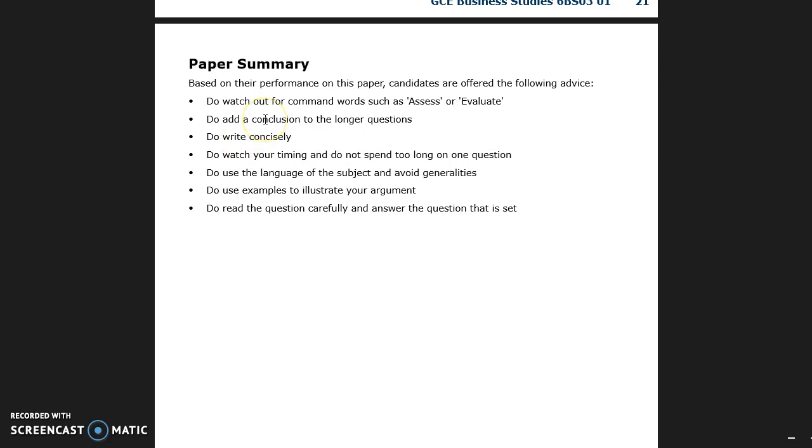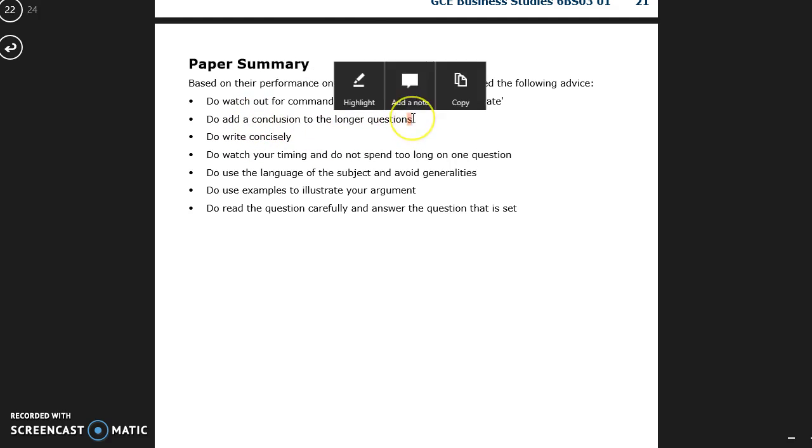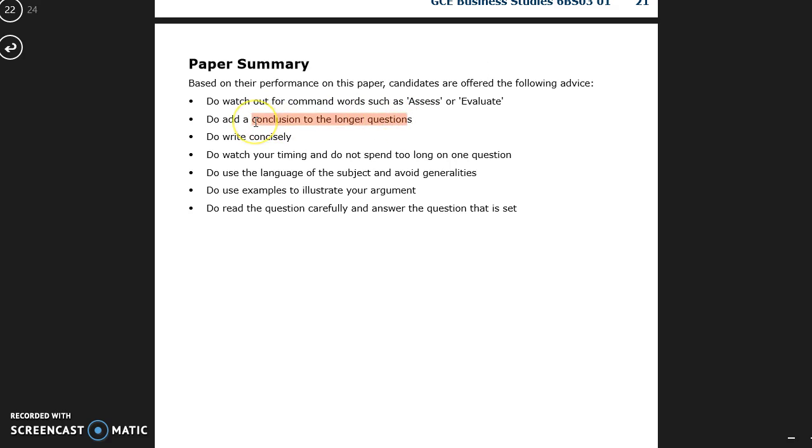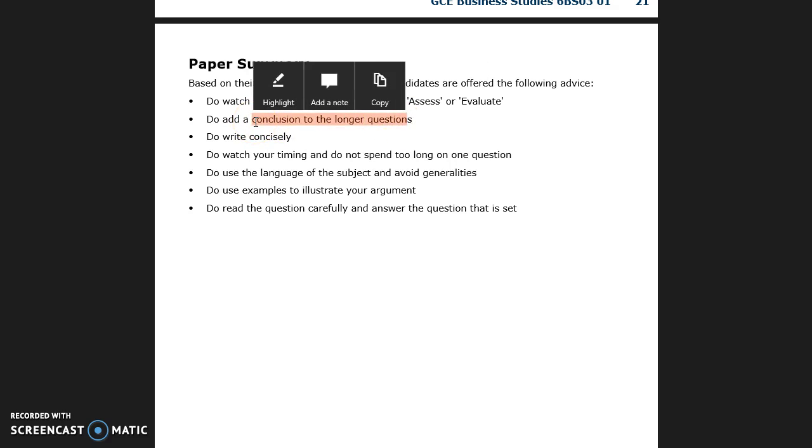Add a conclusion to your AO4s. Again, for 8, 9, 10 mark AO4, it has to be a sentence, very, very brief. For 12 or 15 mark, though, it has to be longer, has to be a paragraph. Look at the short versus the long term.